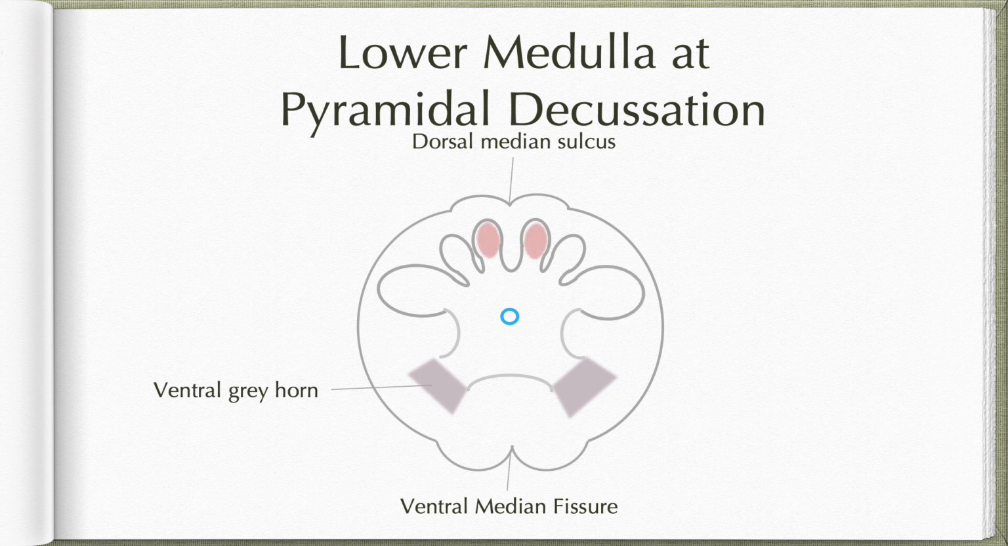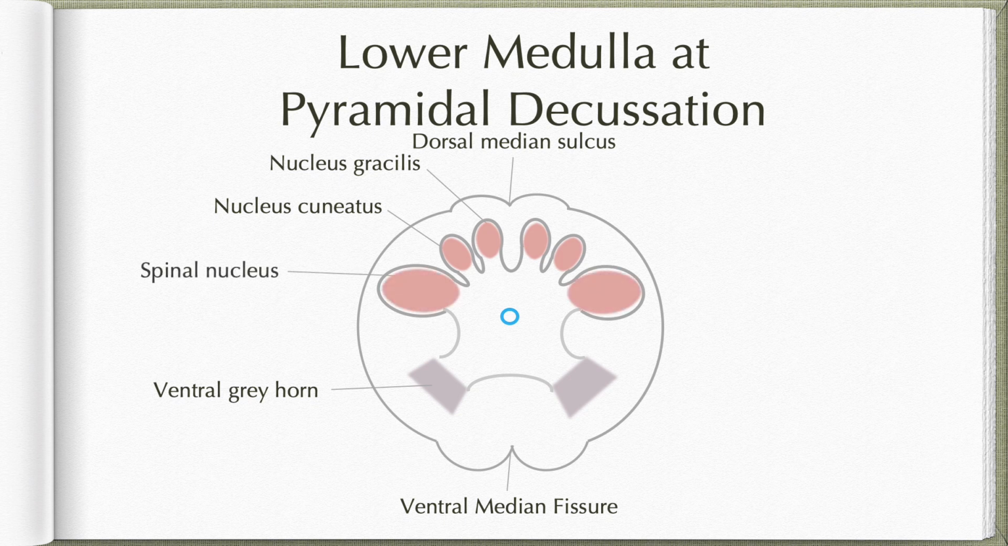The medialmost enlargement is the enlargement for the nucleus gracilis. Further laterally, we have nucleus cuneatus, and the lateralmost larger enlargement is that of the spinal nucleus of trigeminal. Now this spinal nucleus of trigeminal is capped by the fibers of the spinal tract of trigeminal nerve, both these contributing to the tuberculum cinereum on the lateral aspect in case of lower medulla.